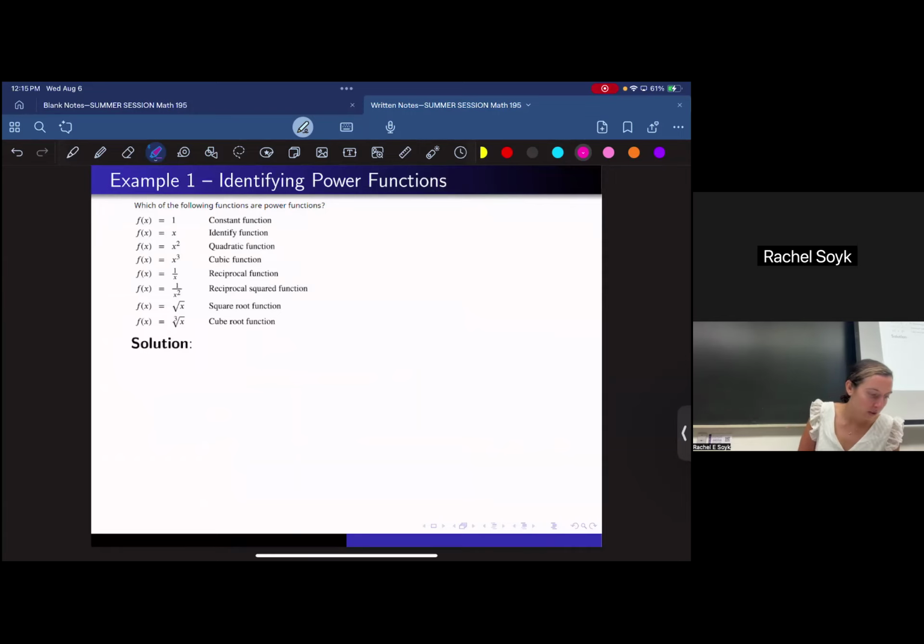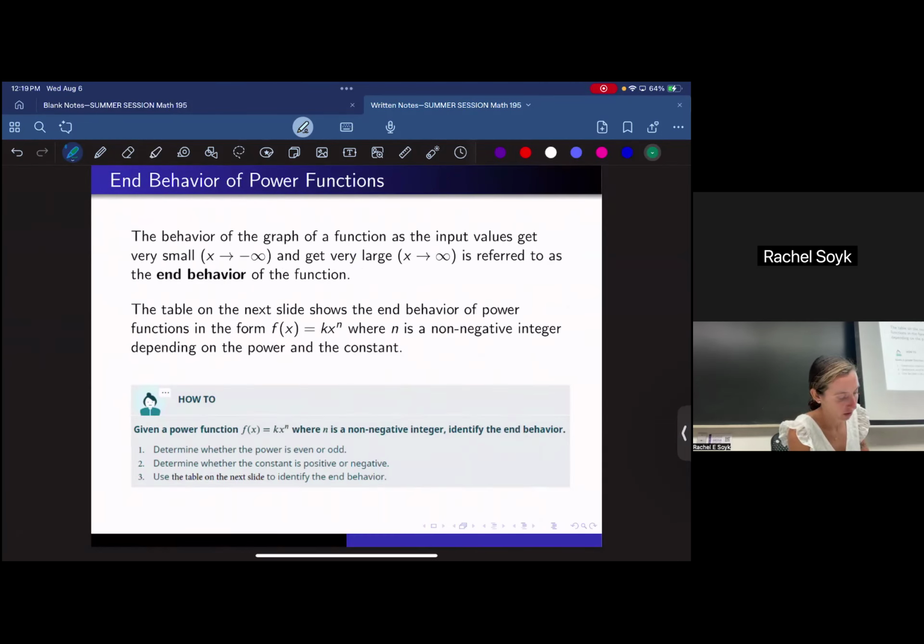All right, so we are identifying power functions here, and we're given a whole list of some famous functions that you should know graphically. And so again, what is our format for our power function? We want f of x to be some constant, the constant could be 1, times x to the p power.